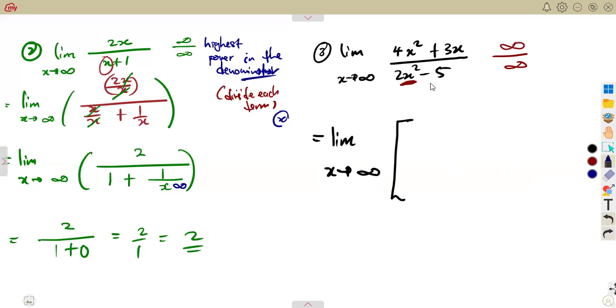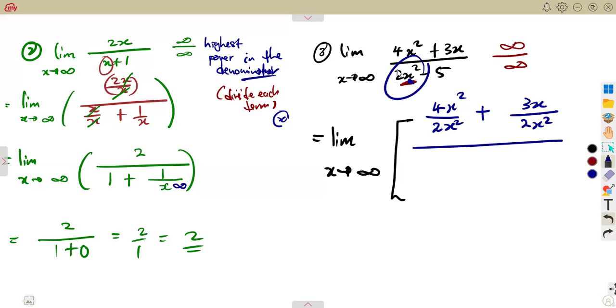There is 4x squared. Remember, you consider the highest term in the denominator. So that is 4x squared divided by that term that has the highest power, which is 2x squared. You can consider the x only, but use the 2x squared. So that will be 2x squared as it is, plus 3x over 2x squared, each and every term. Also, even the 2x squared over 2x squared, minus 5 over 2x squared.